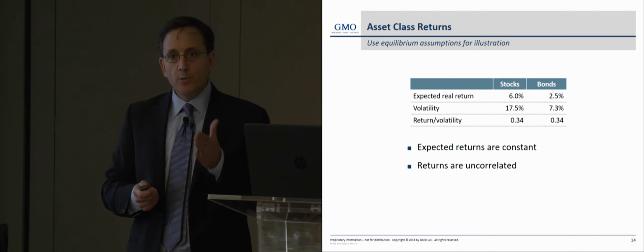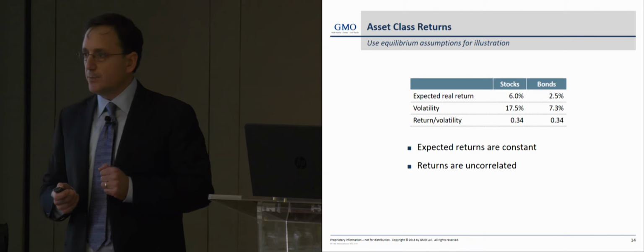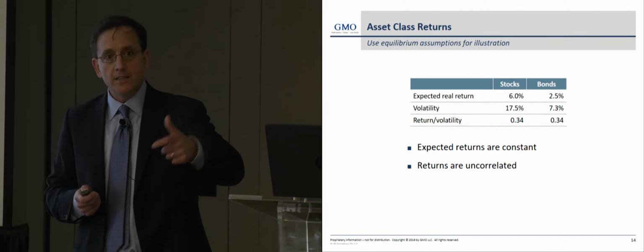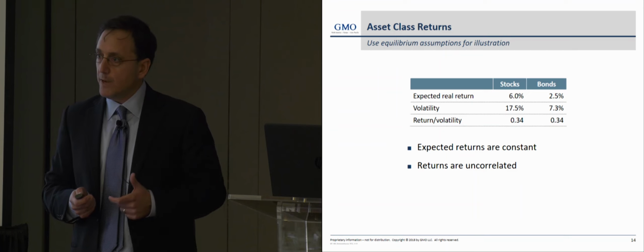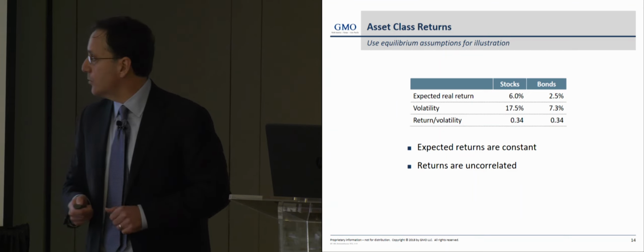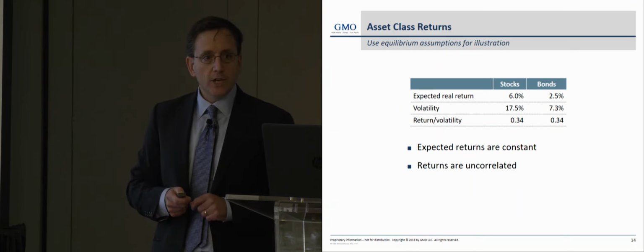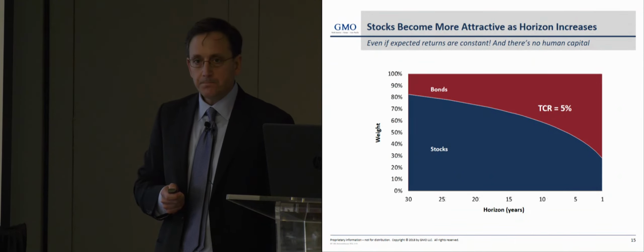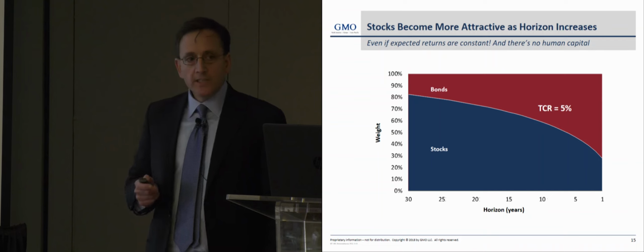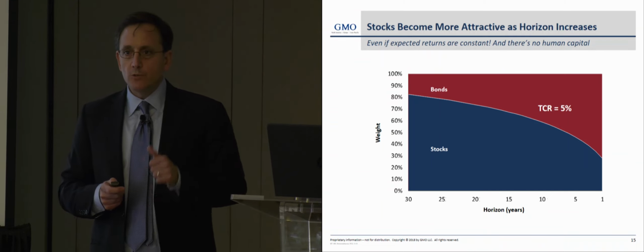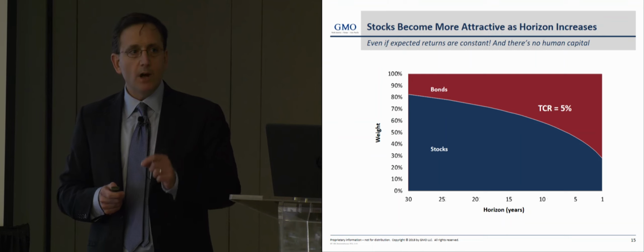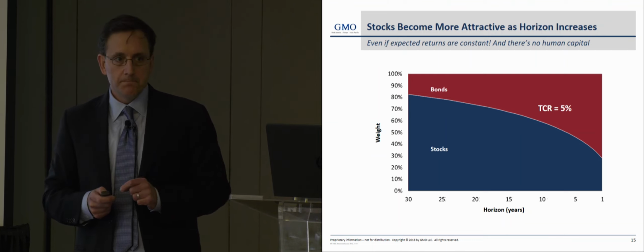In this example, we're going to start by assuming that expected returns are constant. Later, we're going to modify that and say, well, how do things change when we assume expected returns are mean reverting? But let's start with the idea that expected returns are constant, and we're going to assume that returns are uncorrelated. So we're going to say the problem we want to solve is what portfolio should I own if I want to compound my wealth at 5% real.